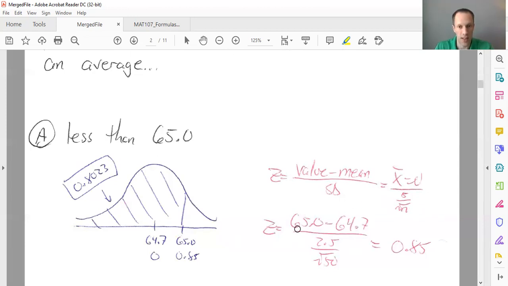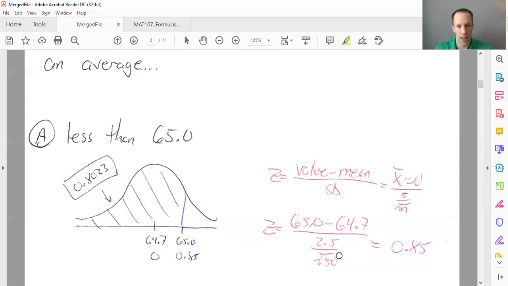So we're going to put in our 65.0, that's the sample average that we're converting. We're going to subtract the mean, which is 64.7, and then we're going to divide that not just by 2.5, but we're dividing it by 2.5 over the square root of 50.